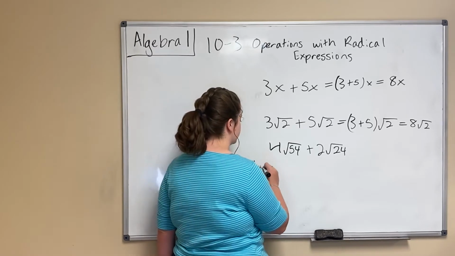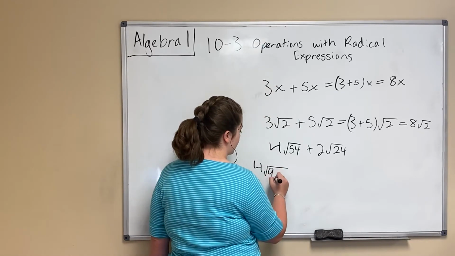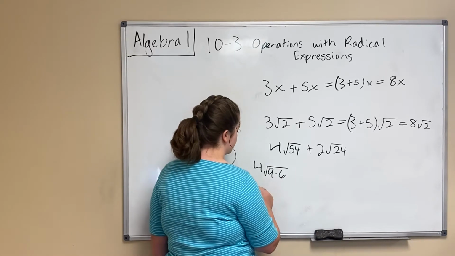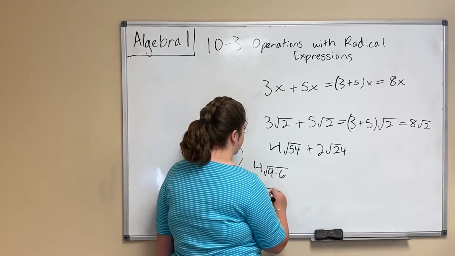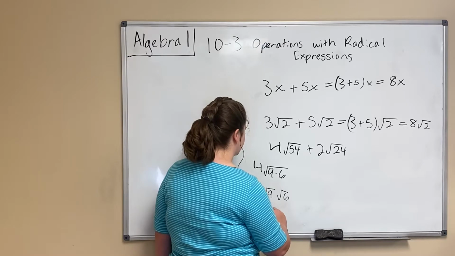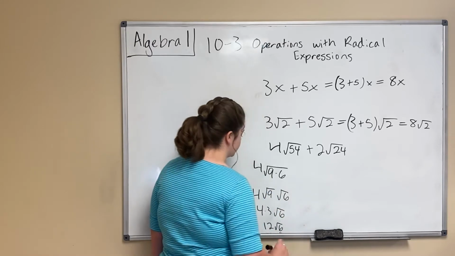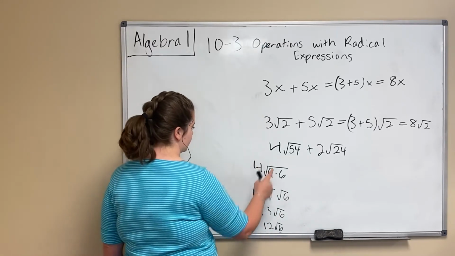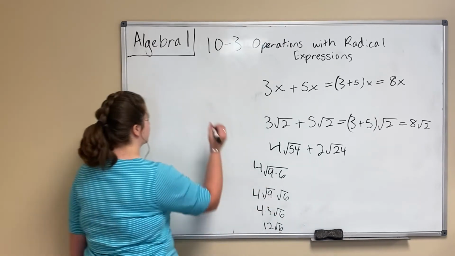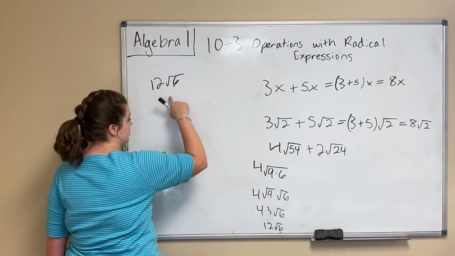So I'm going to split 54. Let's see, we can split 54 up into 9 times 6, and 9 is a perfect square, right? So I can split that into 4 times the square root of 9 times the square root of 6. And the square root of 9 is 3, so we get 4 times 3 on the square root of 6, or 12 on the square root of 6. Okay, so I've simplified 4 on the square root of 54 to 12 on the square root of 6. I'm going to write it over here so it's not confusing. I simplified this to this.